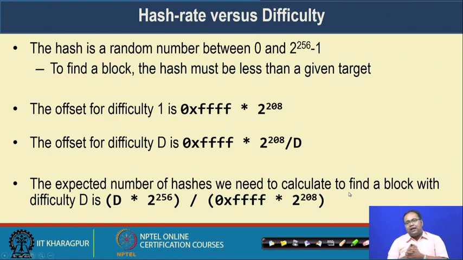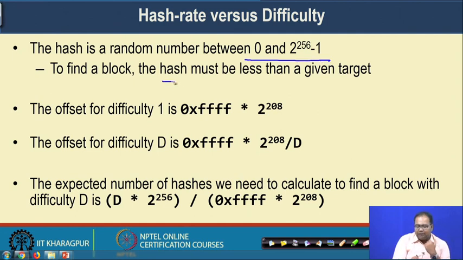Now, let us look into how this difficulty level is related to the hash rate. That means, how many hashes you can perform. Now, the hash that we are going to generate, as you are using double SHA-256 for generating the hash function, is a random number between 0 and 2 to the power 256 minus 1. So, to find a block, our objective is that the hash must be less than a given target.